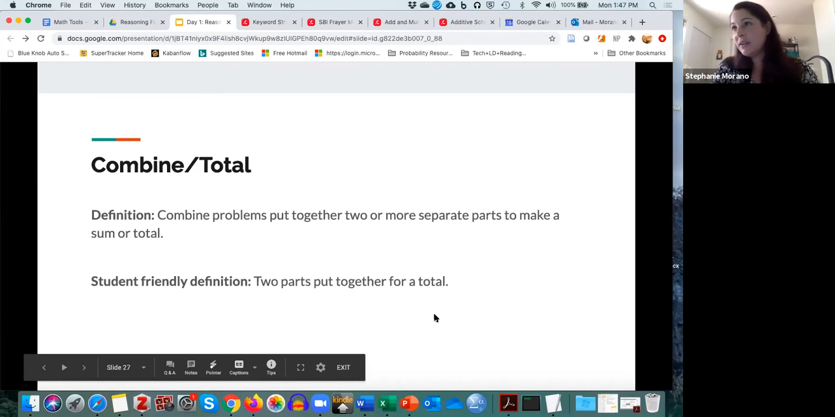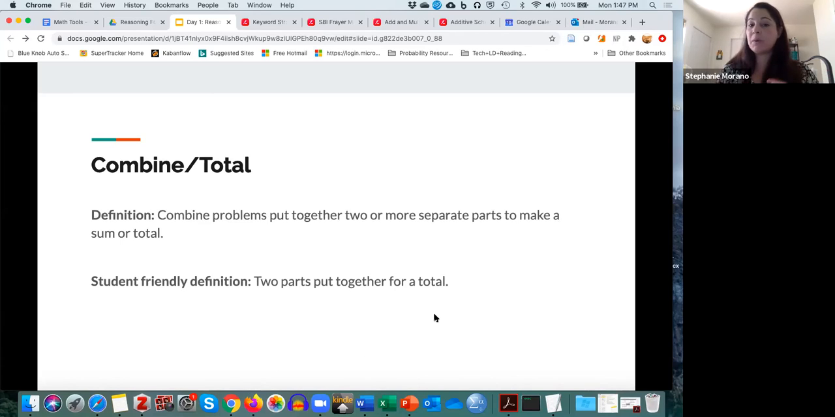The definition of a combine or total problem, these are problems where we put 2 or more separate parts together to make a sum or total. So someone said parts and whole, that's a really similar thought process. The student-friendly definition, the definition we would teach to students when we introduce this schema, is we put 2 parts together for a total. So that's the introductory definition. For older students, it could be we put multiple parts together for a total.